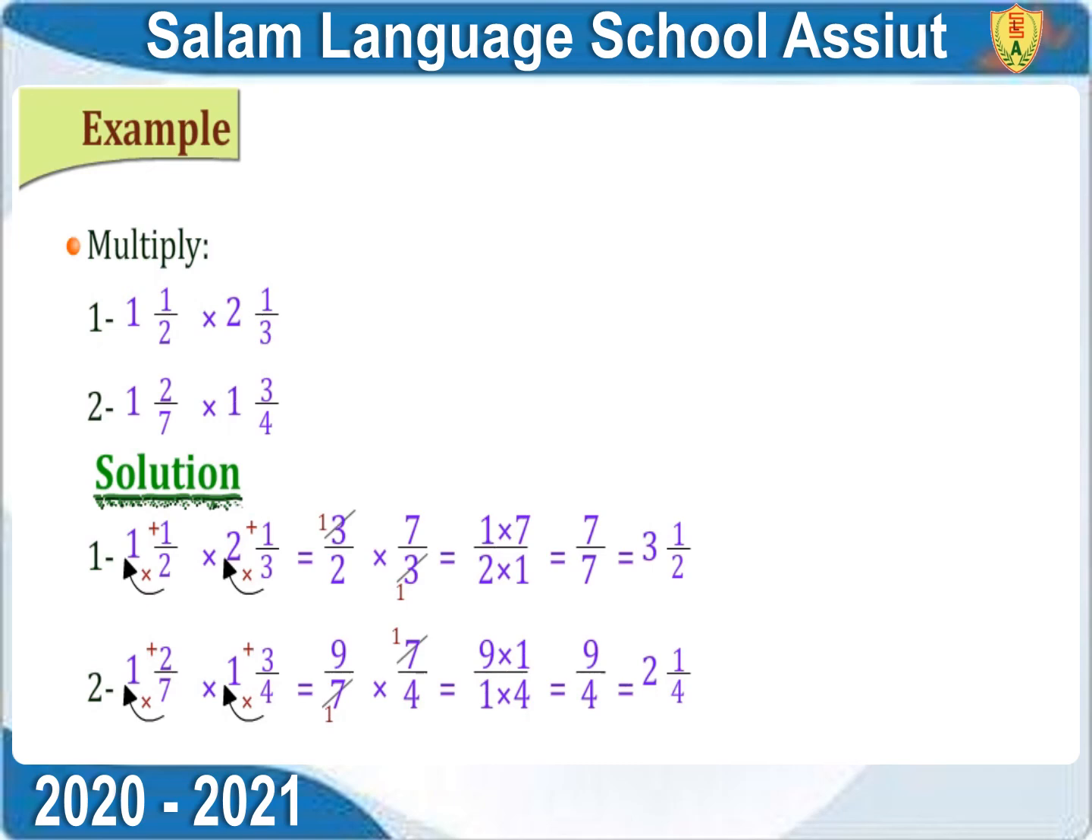Number 2. By changing 1 2/7 to an improper fraction, it will be 9/7. And by changing 1 3/4 to an improper fraction, it will be 7/4. Simplifying the 7 in the numerator with the 7 in the denominator, the result will be 9 times 1 over 1 times 4, which is equal to 9/4, which is equal to 2 1/4.